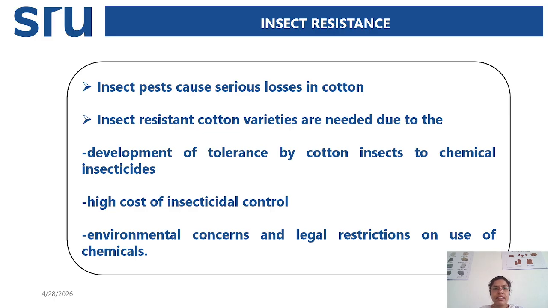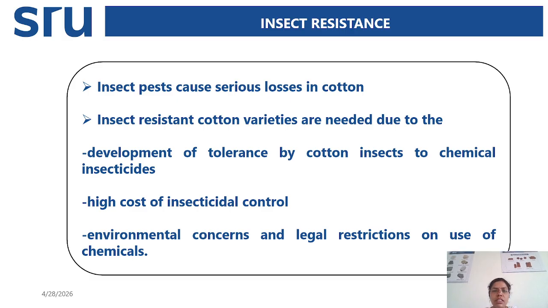And next is insect resistance. In case of cotton, pests are a major problem. Because of these pests, severe yield losses have been observed. So to avoid that, we have to develop varieties which have more resistance to pests. But while we are developing the varieties, we are not controlling the pest, because continuously we are spraying chemical insecticides.